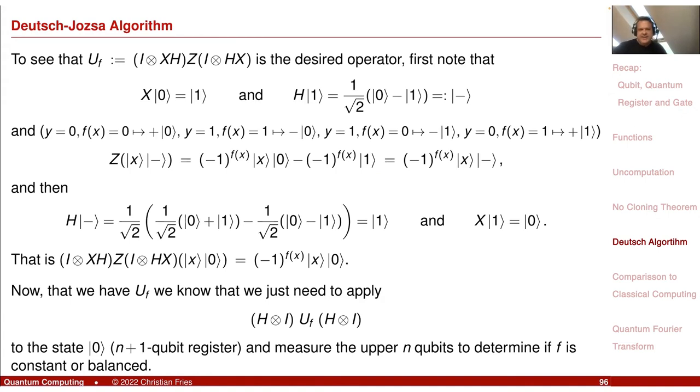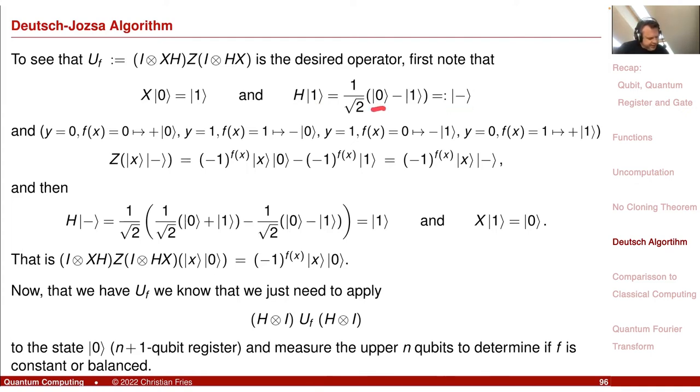To see that this works, we go through these steps here. The operator is read from right to left. So first apply the X, the NOT gate, that will move a zero to a one. Then apply the Hadamard gate. The Hadamard gate applied to the one will move it to cat minus.